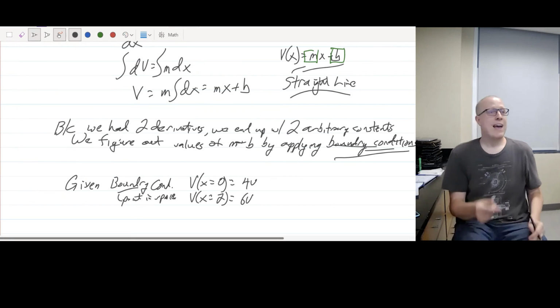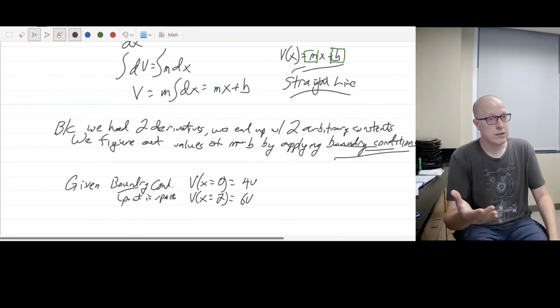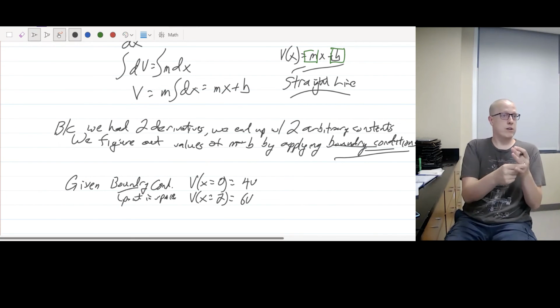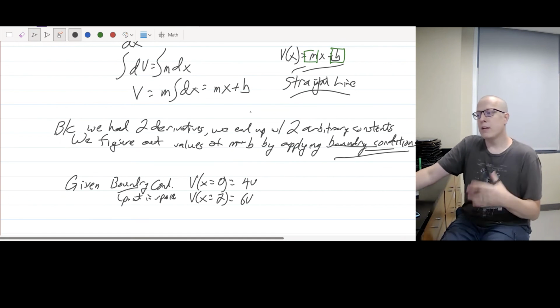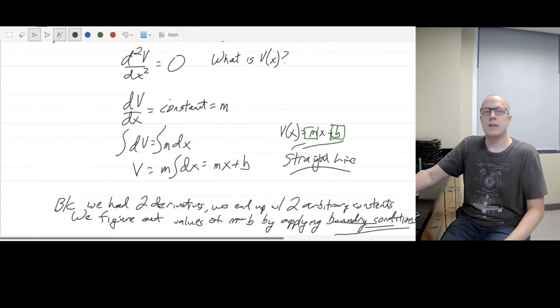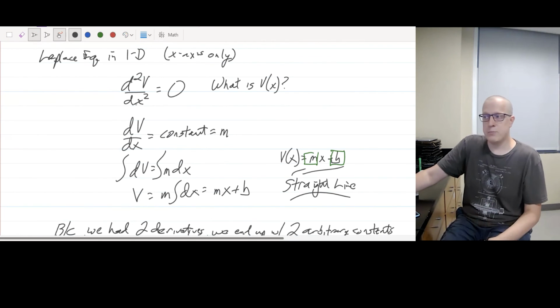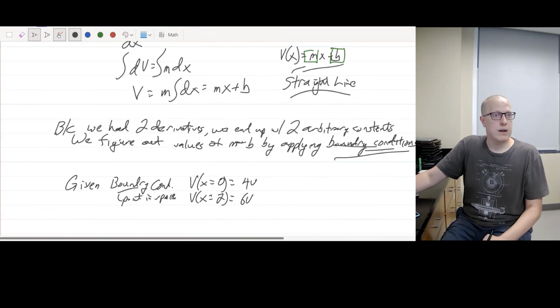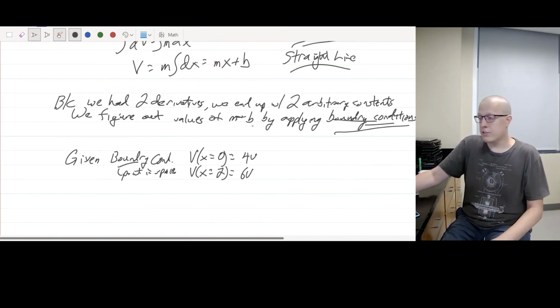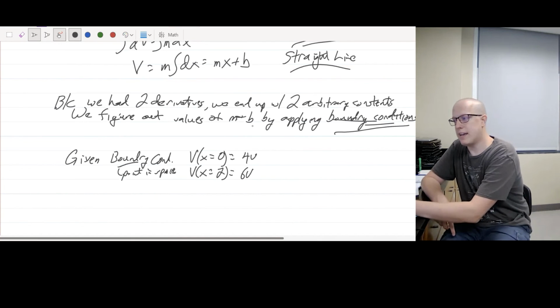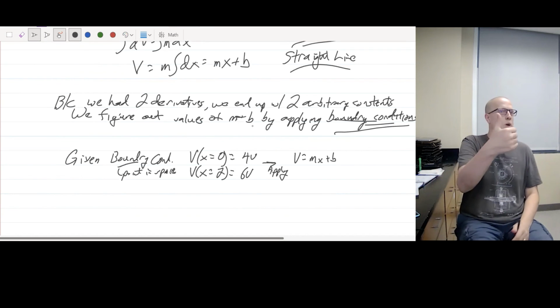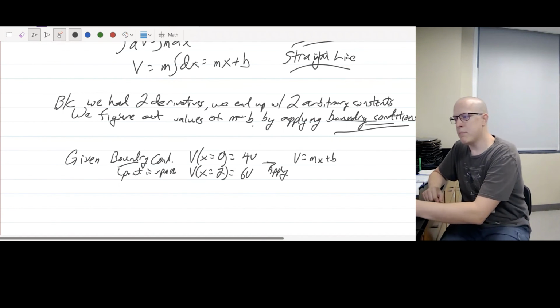At a point in space, as opposed to an initial condition, which would be a restriction or a condition at a point in time. So for us, we're worried about boundary conditions in space on the x-axis because we've taken two derivatives in the x direction, right? So we need boundary conditions for the x-axis. And so now that I have my function, v is equal to mx plus b, I just apply these boundary conditions to figure out what my m is and what my b is.